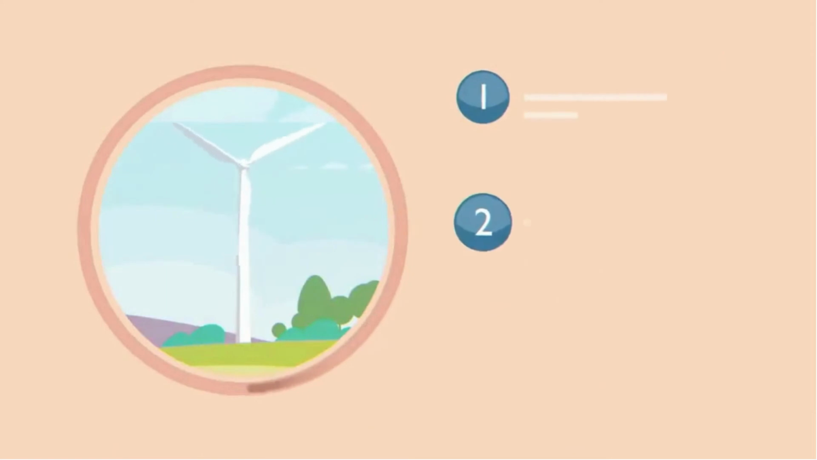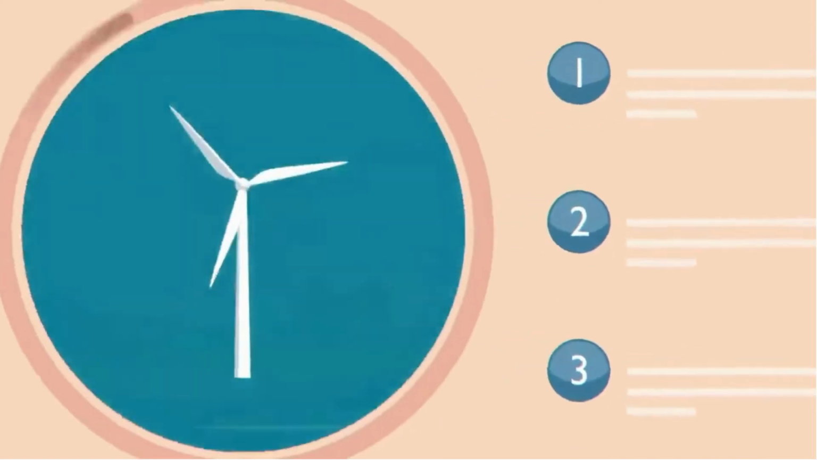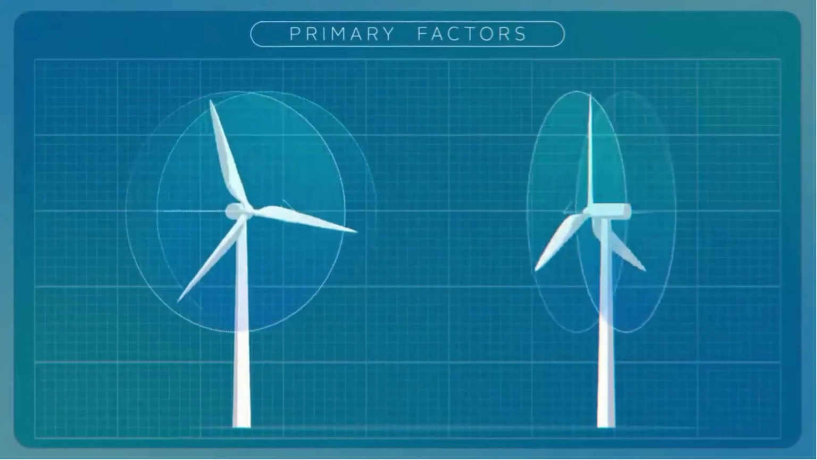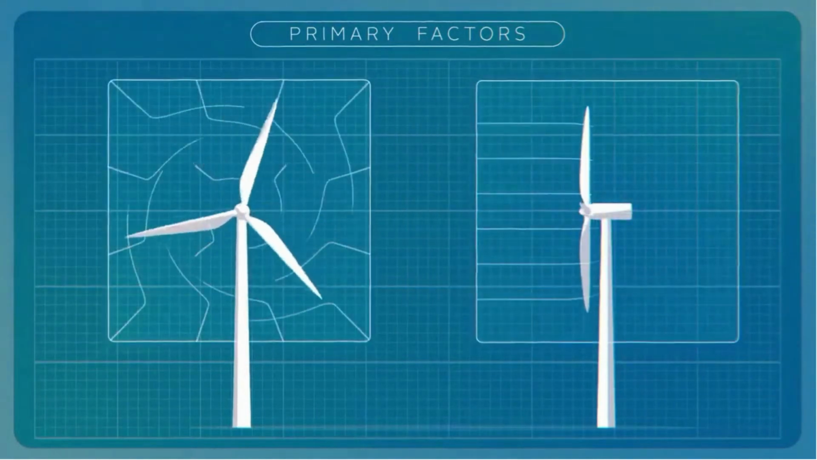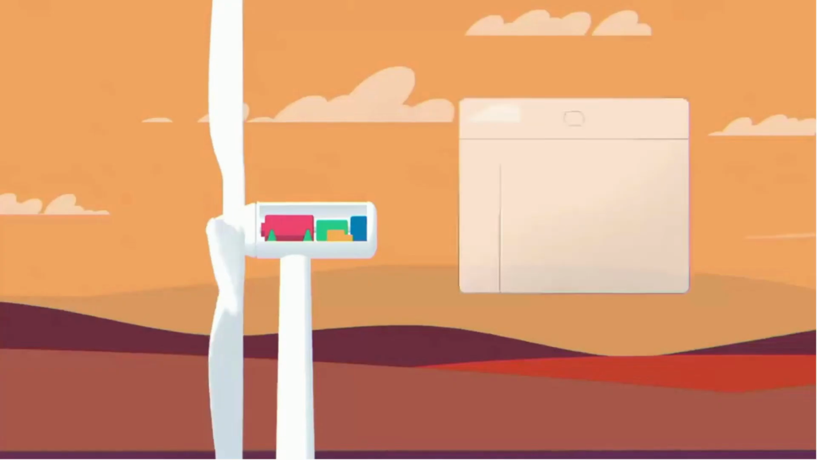And there are 3 primary factors that determine just how much energy they can produce: the size and orientation of the blade, the blade's aerodynamic design, and the amount of wind turning the rotor.